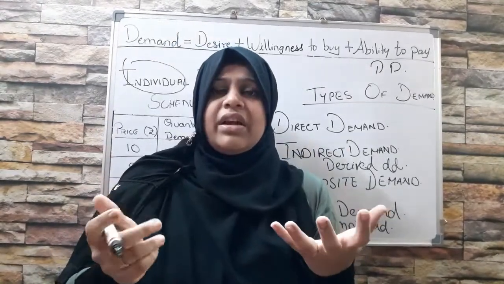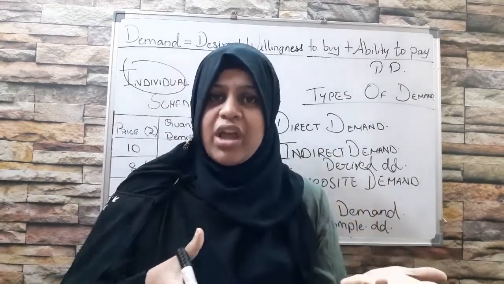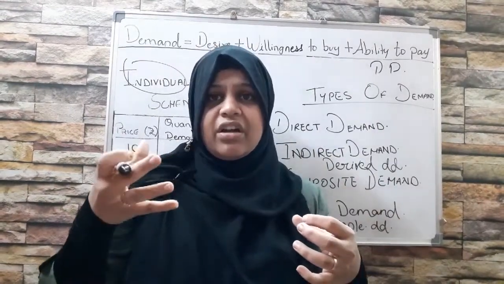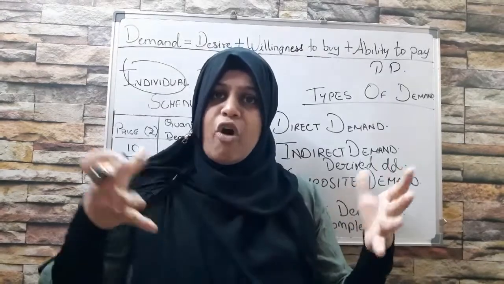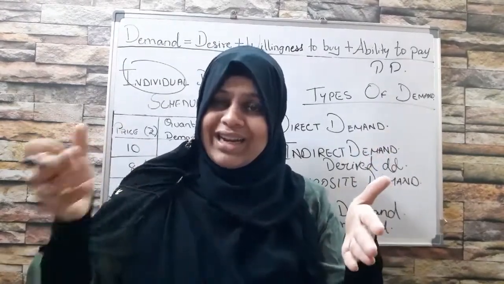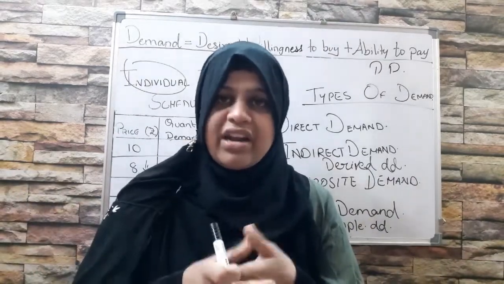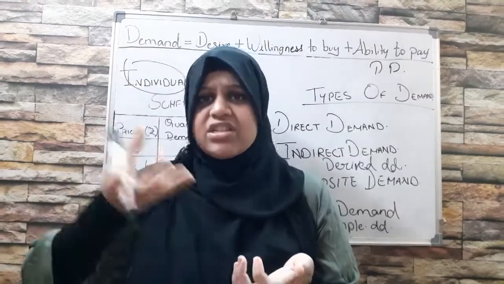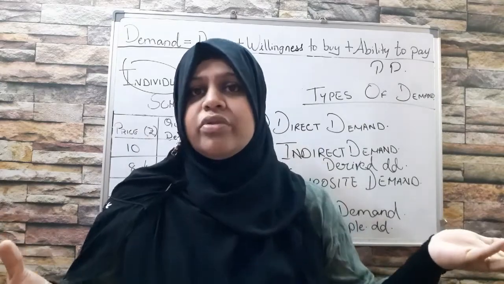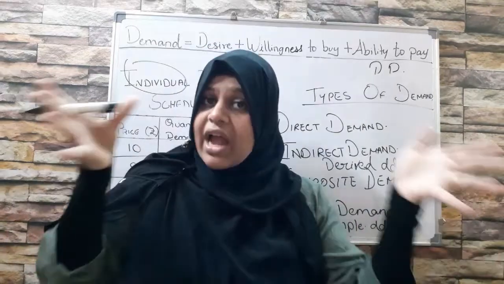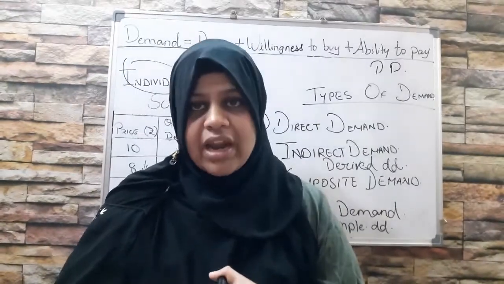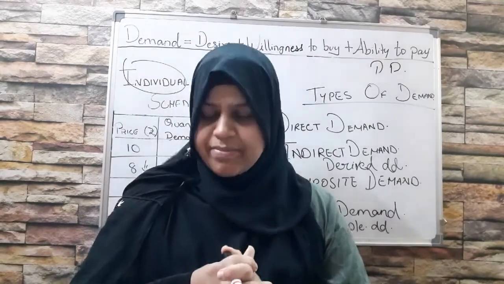Similar example, the printer and the cartridge. For my printer to work, I need the ink, I need the cartridge. So these go hand in hand. If I have just the ink, or just the cartridge, my printer is of no use. For this to be useful, I need a printer along with that. So that is my joint demand.